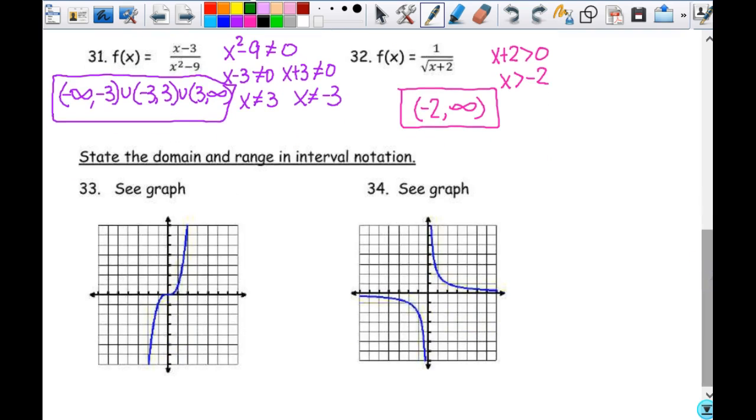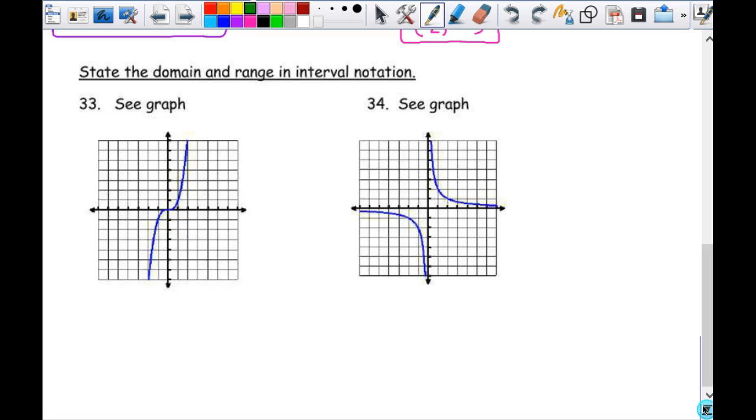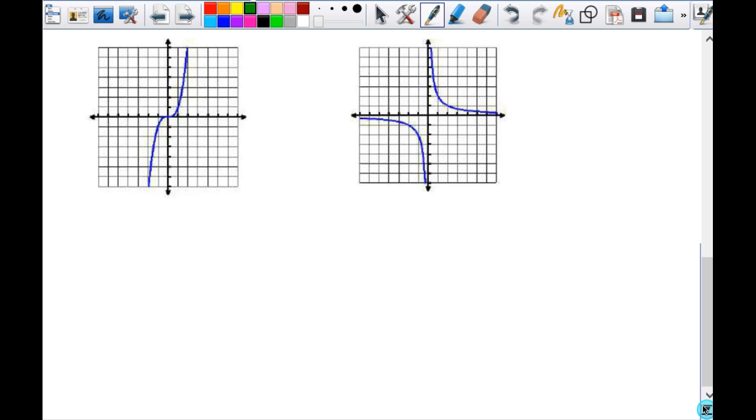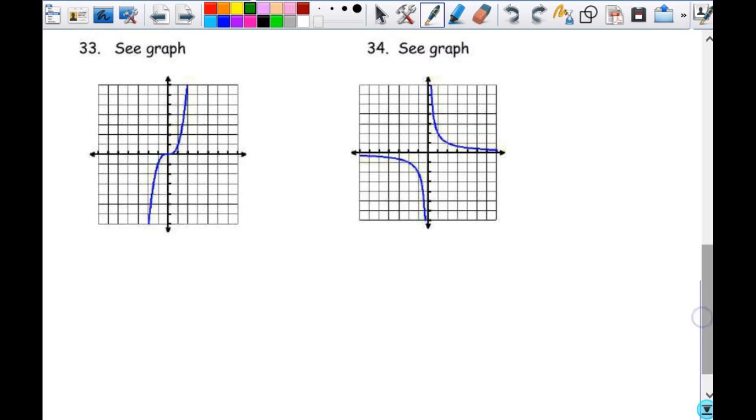So I'm going to state the domain and range in interval notation. See the graph. So on 33, I've got this graph. There we go. I knew it was going to jump. So my domain, which is my x's, okay, this is going to keep on going. There's nothing that's going to stop it on that side, and nothing that's going to stop it over there. So this is going to be negative infinity to infinity. My range going up and down, so the left and right there was negative infinity to infinity. There's also nothing stopping and going the other way, so negative infinity to infinity there as well.